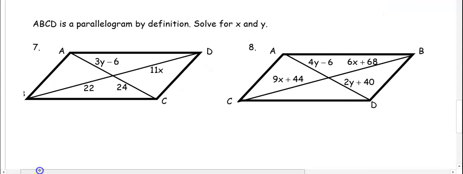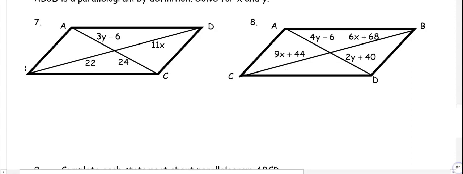ABCD is a parallelogram. Solve for x and y. We know in a parallelogram that our diagonals are bisected into two congruent parts. So we have 11x equals 22. When we divide, x is 2. And we have 3y minus 6 equals 24. We can add 6 to both sides. So we get 30. Y is 10.